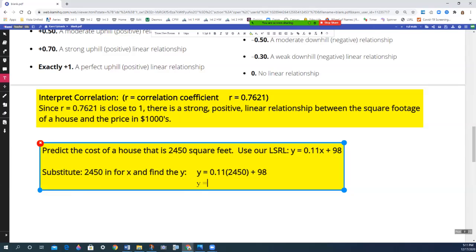So when I put that in my calculator, back to the same font. I don't know why it keeps wanting to change.